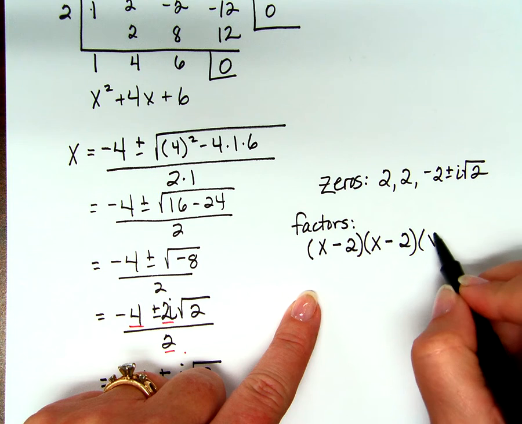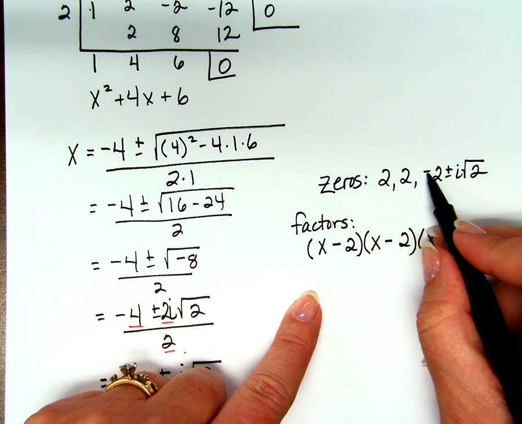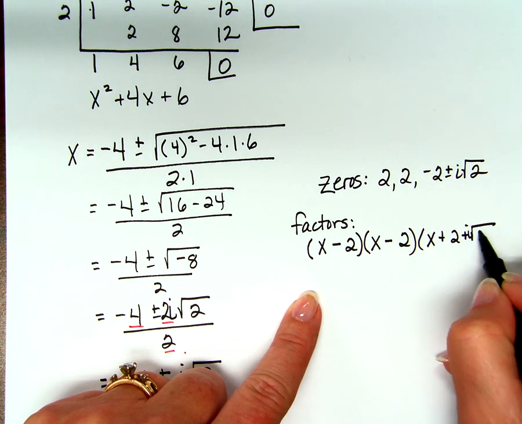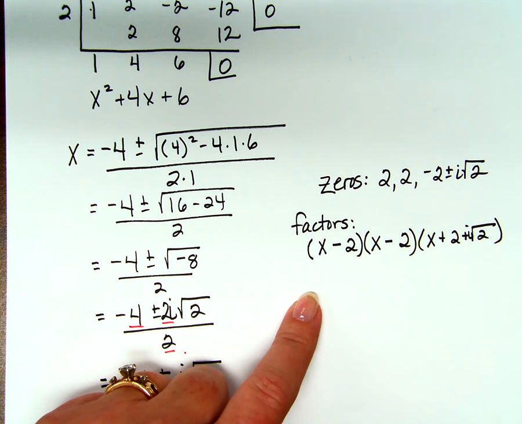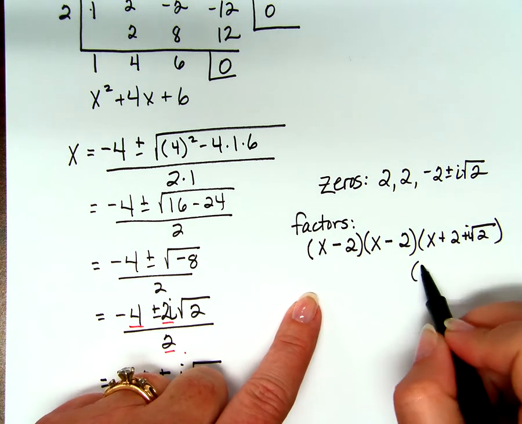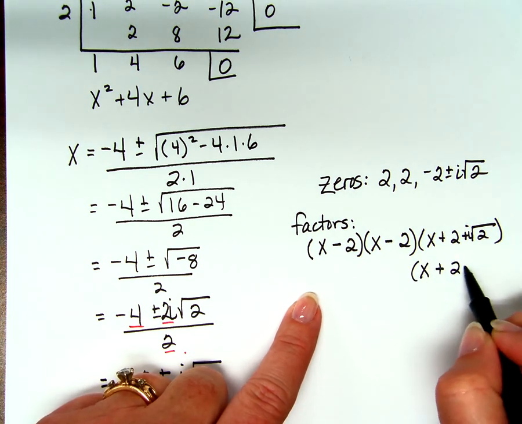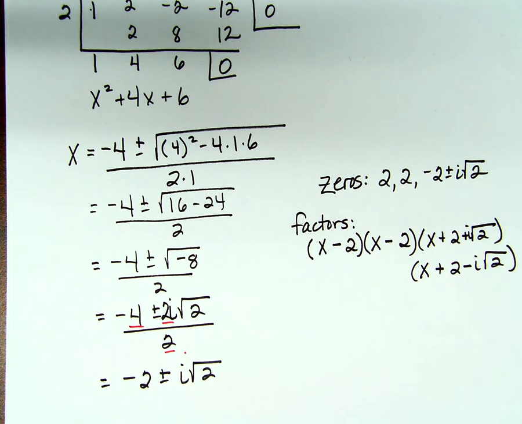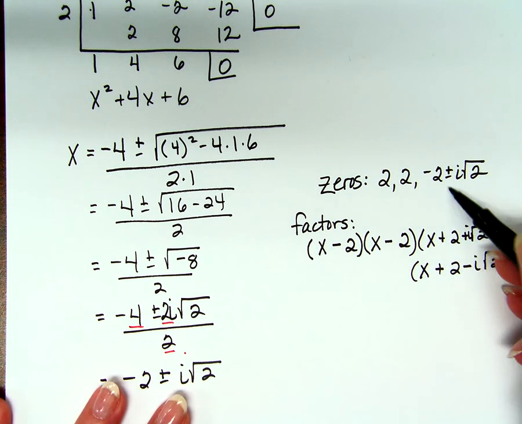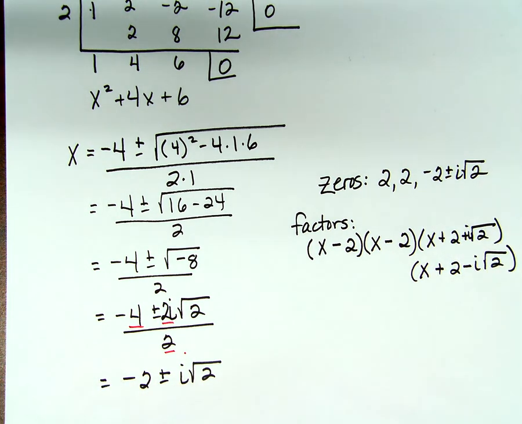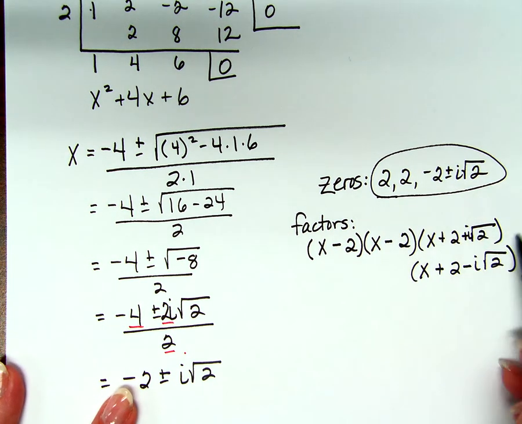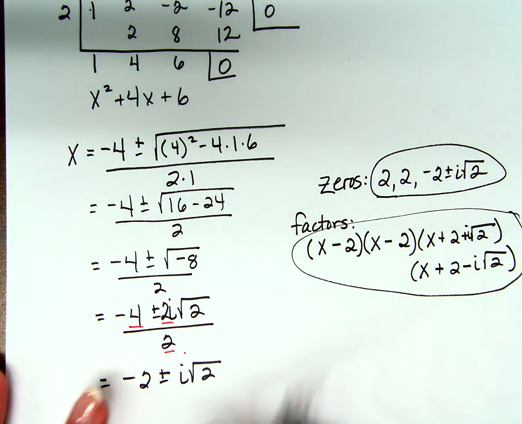So we have x plus 2 plus the square root, or i root, of 2. It's like a 2-parter kind of deal. And I have one more, x plus 2 minus i root 2. See how they're both plus though? Because this one is minus. Okay? So these are my 4 zeros. These are my 4 factors.